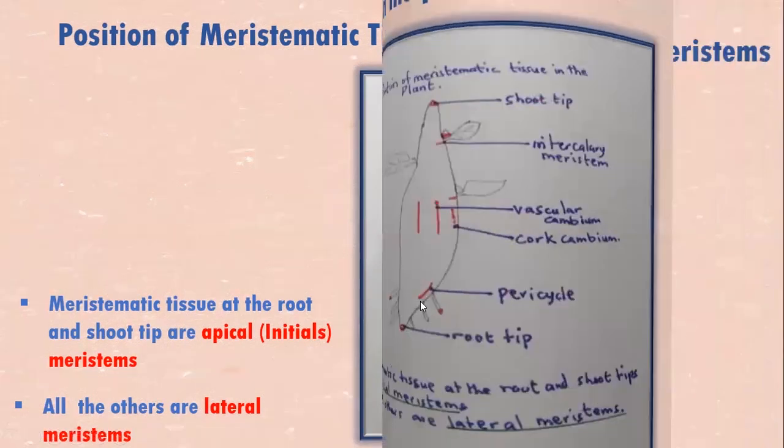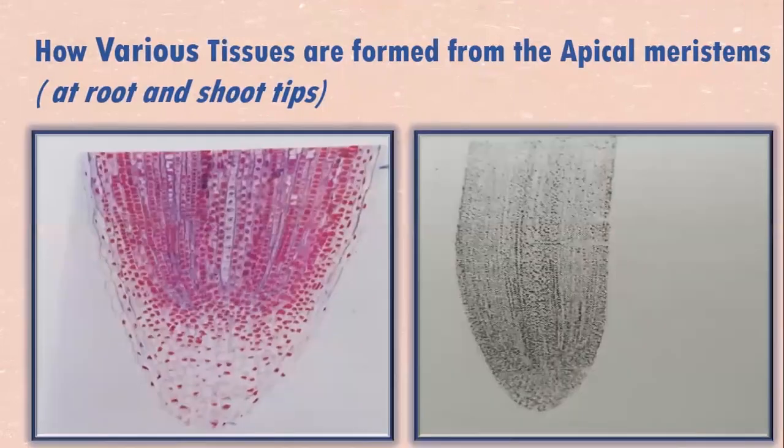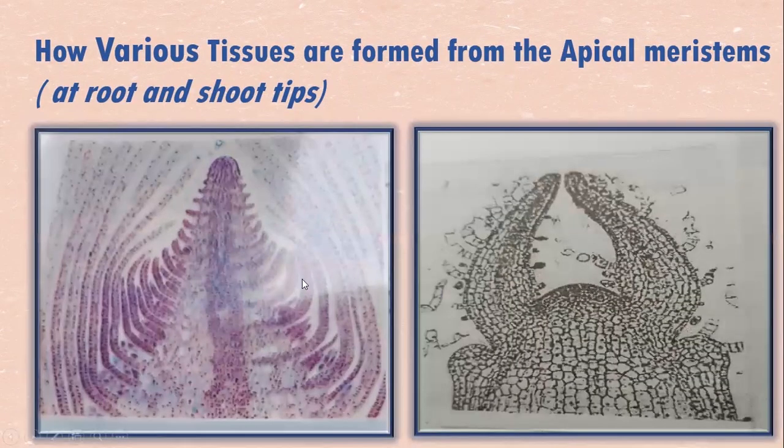So now we want to look at how the various tissues are formed from the apical meristems. Now, this is the root tip with meristematic tissue. This is another root tip. Now, this is the shoot tip. We have apical meristem here. All these are going to form leaves, very tiny leaves that form around the apical meristem to form a bud.